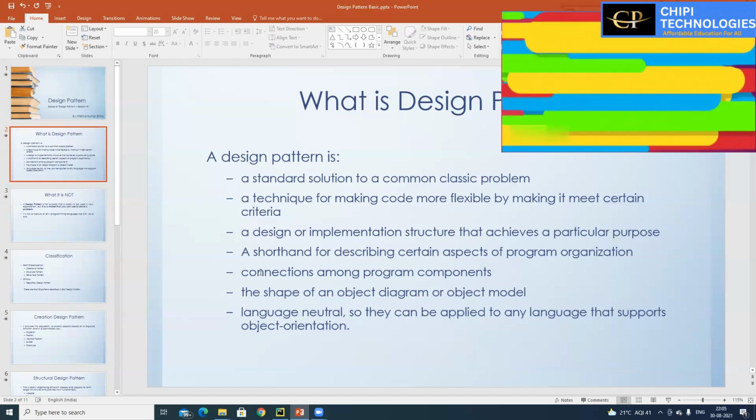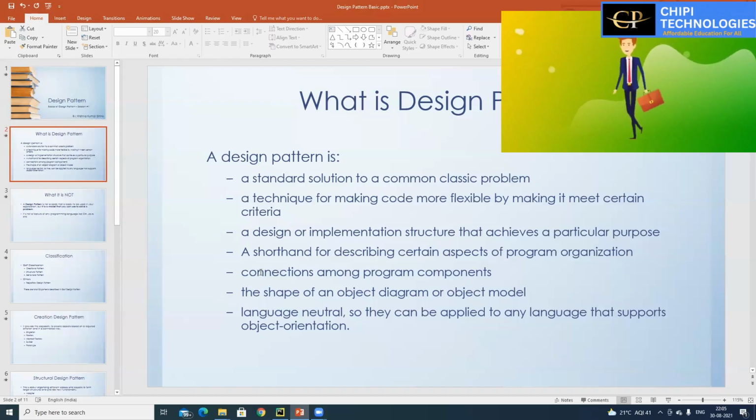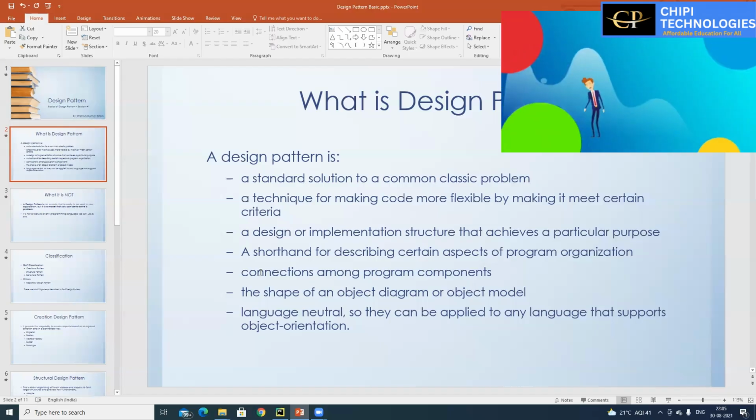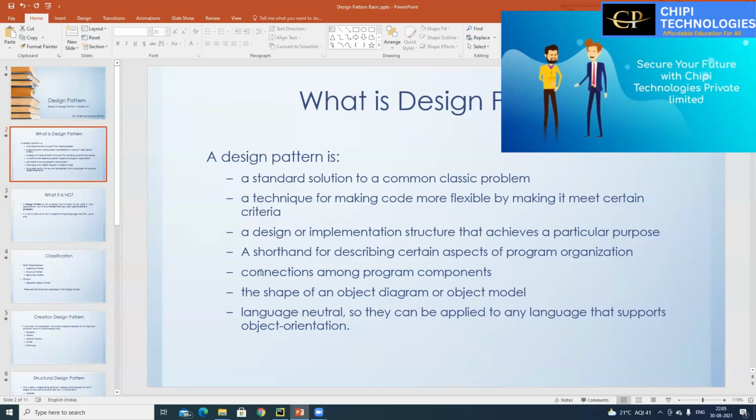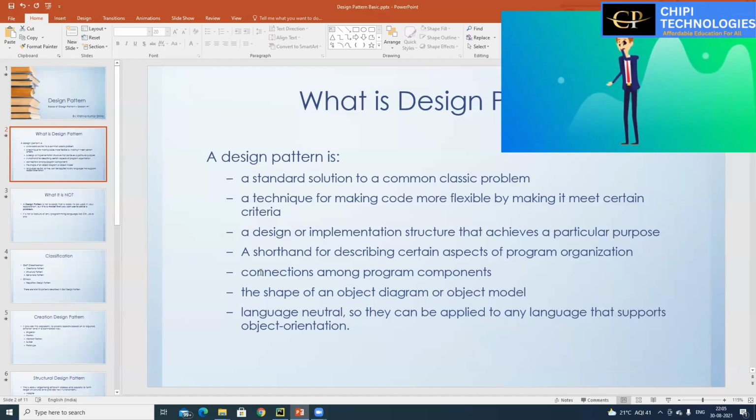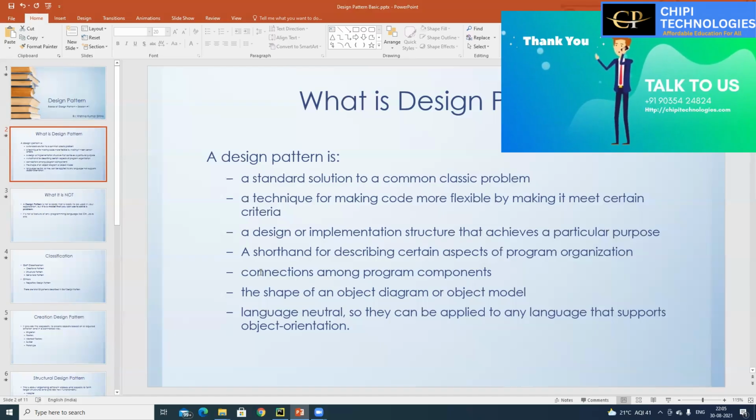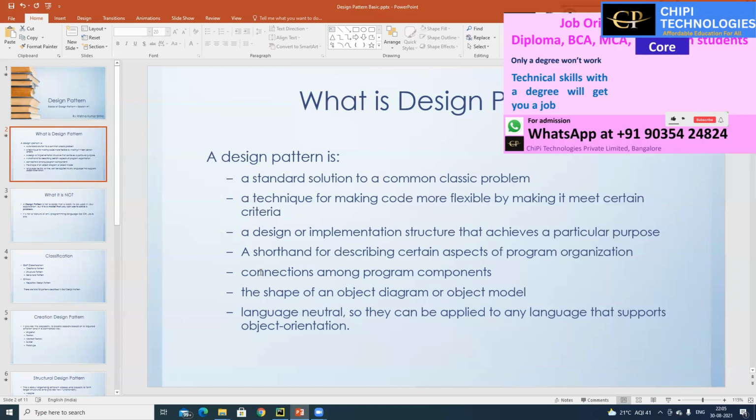Then it talks about the connections among program components. So what does design pattern mainly talk about? It mainly talks about your classes and your objects. It talks about multiple classes and how these classes can be related to each other, how we can make them more useful, and how we can make communication between one class and another. Design pattern talks about classes, objects, properties, methods, interfaces, encapsulation, and all those things.